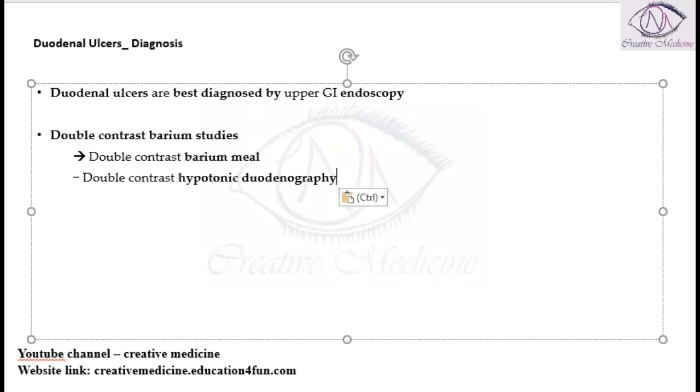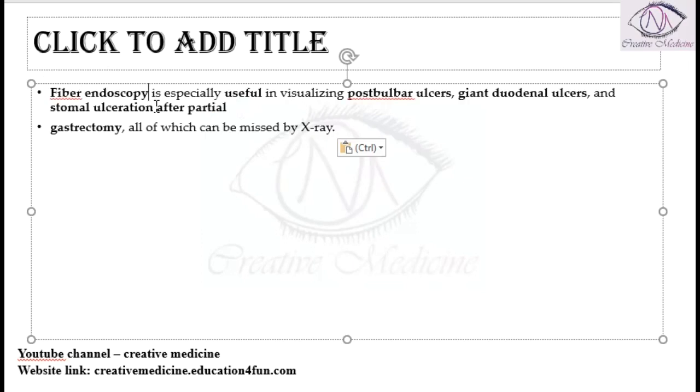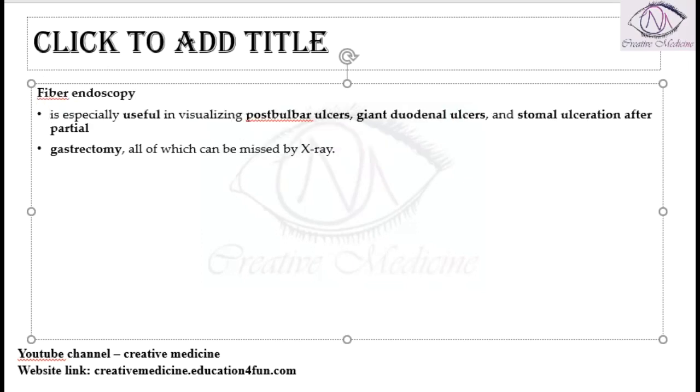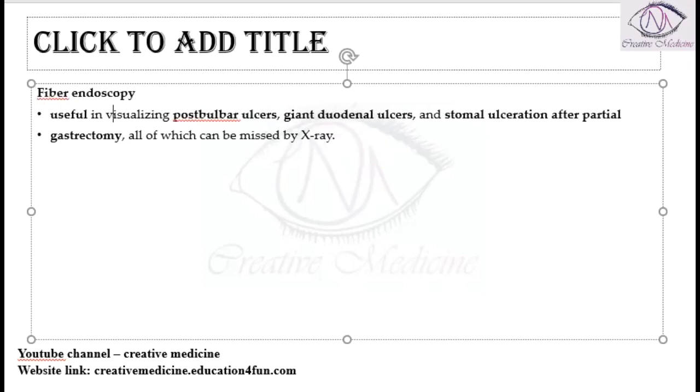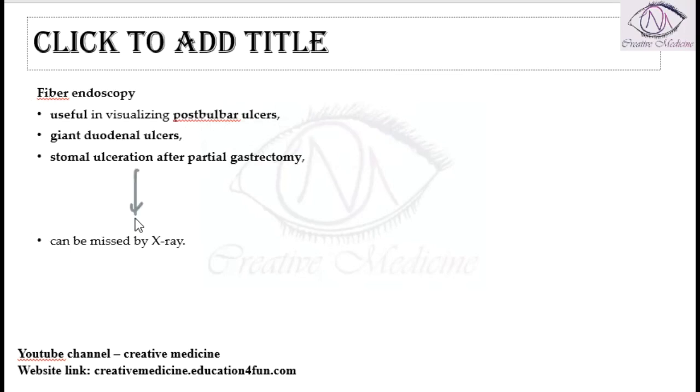And in some patients, fiber endoscopy is also useful. In certain patients, fiber endoscopy is useful in visualizing the post-bulbar ulcers or duodenal ulcers or stromal ulcers. Actually, these ulcers can be missed in the X-ray. So these ulcers can be visualized with the help of a fiber endoscopy.